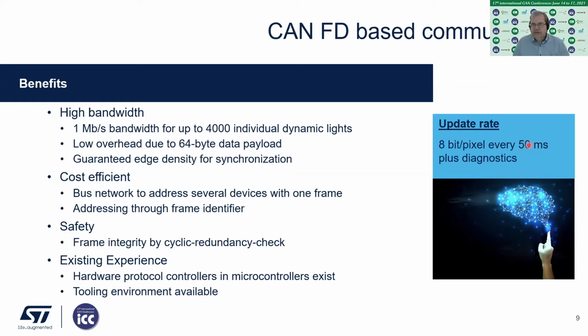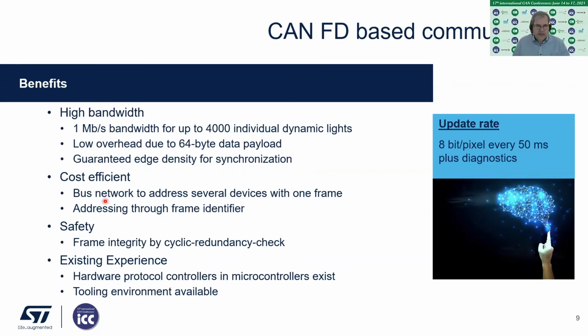If the update time is shorter than that, of course, the number of individual dynamic lights will decrease. And we assume 8 bits per pixel, because usually the brightness is not programmed in a linear way for real lights. If the light is more dim, then you need a higher resolution, and if it's brighter, then you need a smaller resolution. So it's not really linear, and therefore 8 bits per pixel works in many applications. Then CAN FD offers a low overhead, with a 64-byte data payload. And the good thing is it already offers a guaranteed edge density that we can use for synchronization, which is the famous bit stuffing rule.